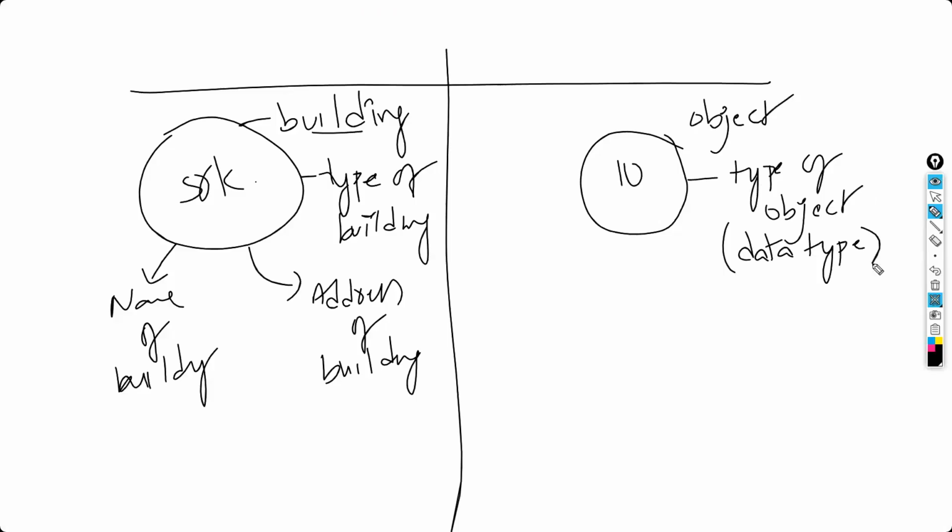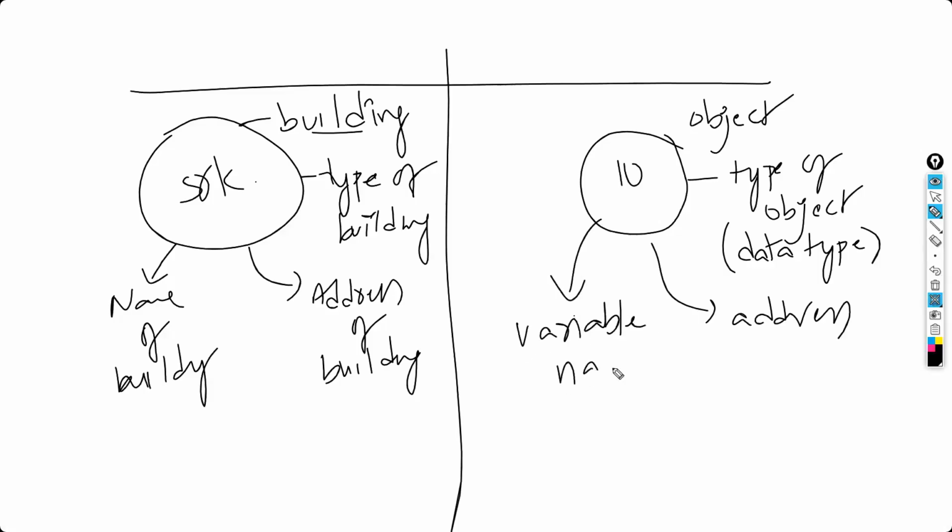One person will be interested in staying in an independent house, another in an apartment, another in a gated community. Different persons are interested in different locations and different building types. In the same way, different values are stored in different objects. For each object we have an address, and the value will be stored inside a variable, so the name of the building is nothing but the variable name. The type of the object is the data type, and whatever you store inside is called the value.